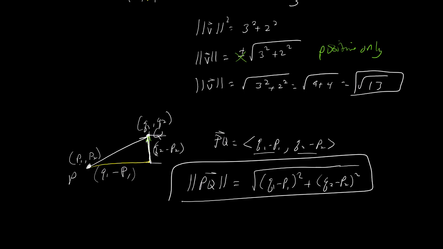In component form, if we have vector v equal to v1, v2, then that implies that the magnitude of v is simply the square root of v1 squared plus v2 squared. All right, so it's the same thing here.